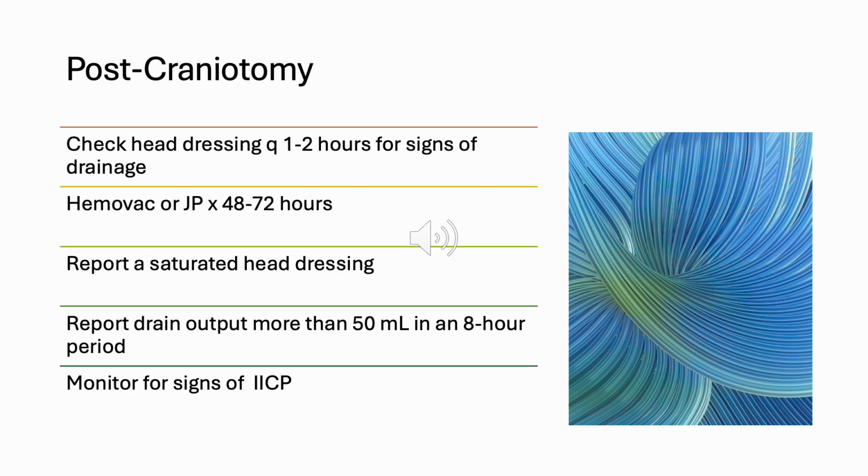Nursing interventions post craniotomy include, we talked about the positioning already, but you have to check the head dressing frequently for signs of drainage. You expect a small to moderate amount, so report like a saturated head dressing. They're going to have a Hemovac or a JP drain for about 72 hours, so report drain output more than 50 mLs in an 8-hour period, and monitor for those signs of increased intracranial pressure.